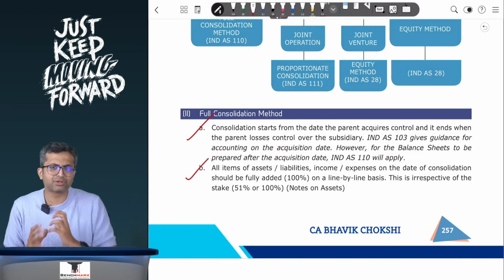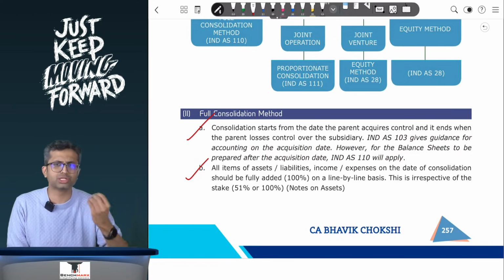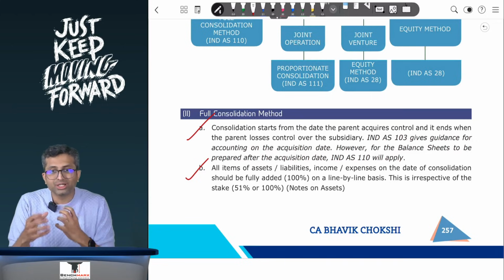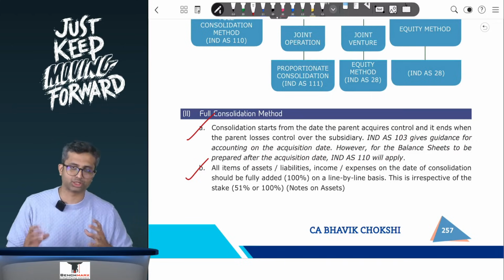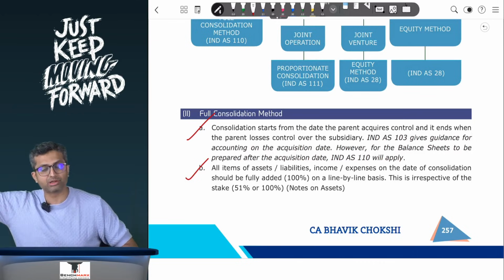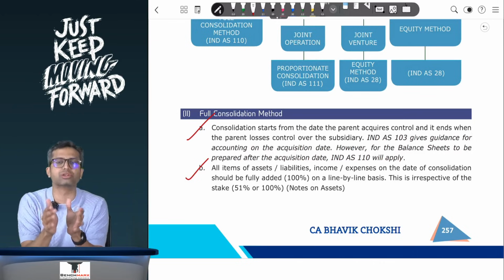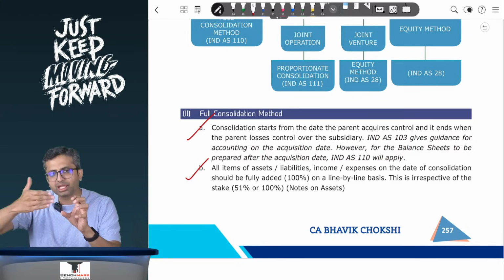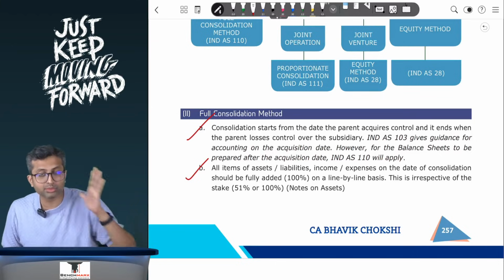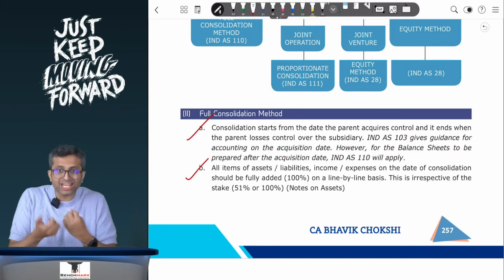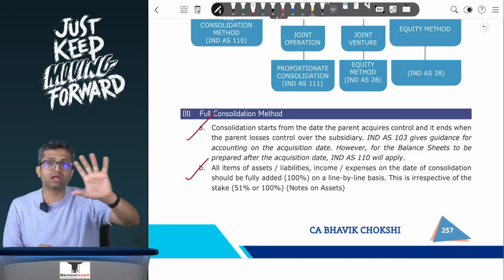Now for your reference, there's a separate Ind AS 103 as well, which is on business combination, which gives you guidance on what is to be done on the date when control is acquired. It is like saying that when you look at Ind AS 101 on first time adoption, it will give you guidance on what is to be done on the transition date. On that date, what is to be done, and then you follow regular accounting standards. In a similar way, Ind AS 103 gives you specific guidance on the date of acquisition. On the acquisition date, how should you account?